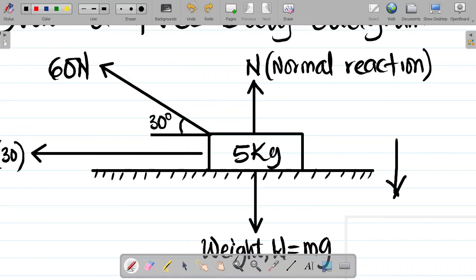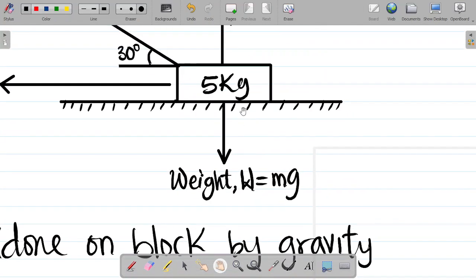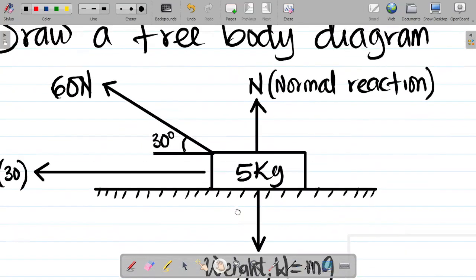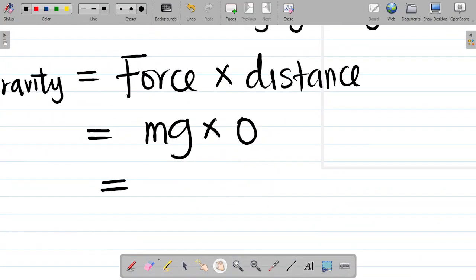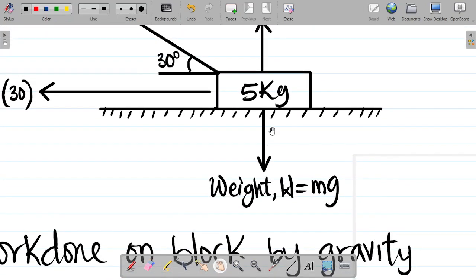So in essence, there is no distance covered. Distance going downwards will be what? 0. No distance is being covered. So this body is not being pulled downwards. And that's equal to m, and the mass in this question is 5. So it becomes 5 times g, which is 9.8, times distance 0, and that's equal to 0. So work done by gravity on this particular body is 0.